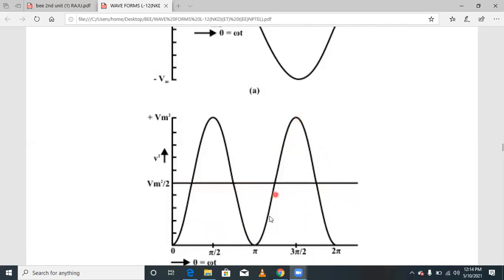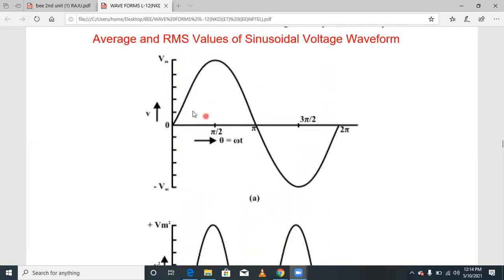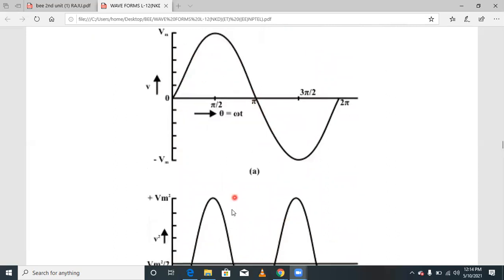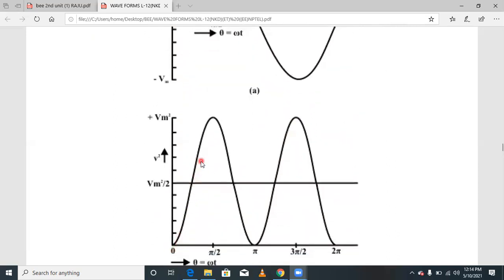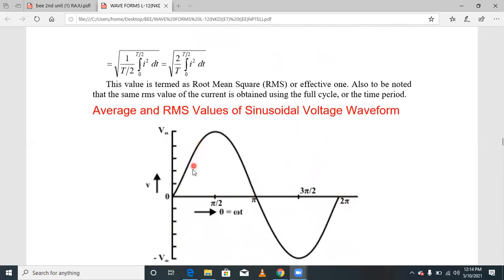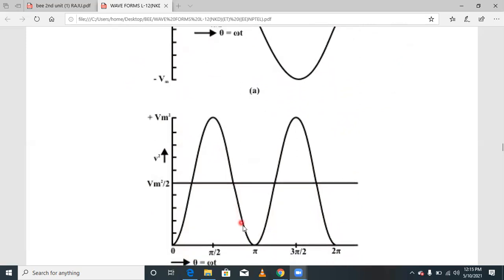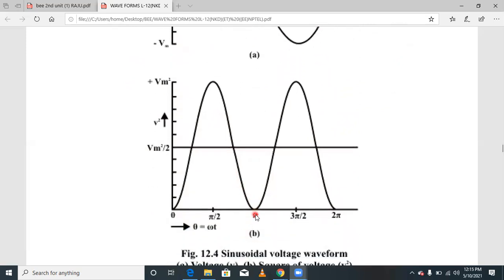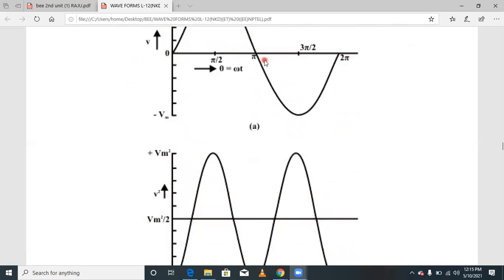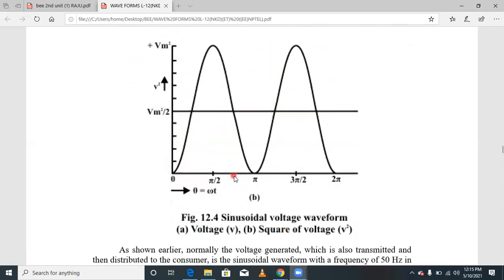From 0 to pi, on the positive side, the scale of this positive voltage becomes like this. Here, scale means the magnitude increases. There is no change in phase. Here 0 to pi, and here also 0 to pi only, and pi to 2 pi here is also pi to 2 pi.